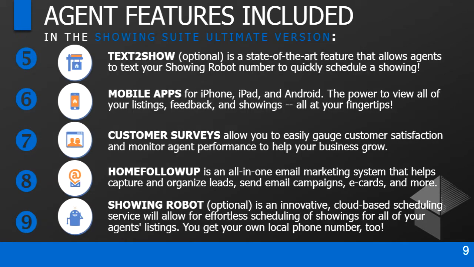Also, we do have an automated scheduling process called text-to-show and showing robot. Text-to-show, basically, allows agents and prospective buyers to use their smartphone to text in and schedule showings. Also, everything we talk about here in ShowingSuite, you're going to be able to do from your mobile device because we do have the ShowingSuite mobile app, which is fully functional. So no matter where you're at, you'll have the power of ShowingSuite right there in the palm of your hand.